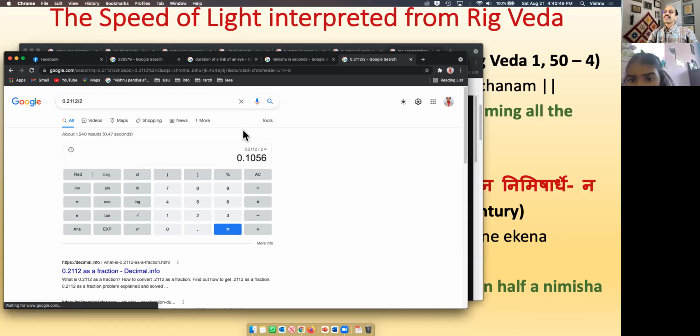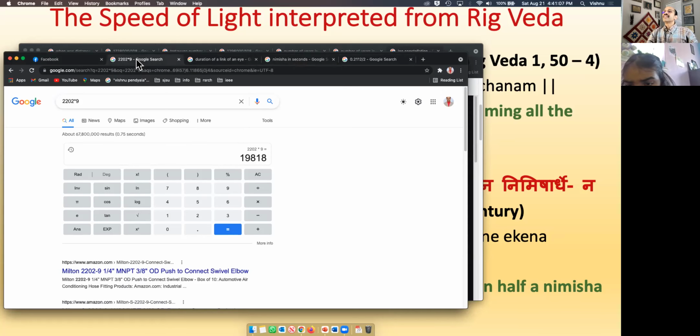1056. So in 0.1056 seconds, Surya travels how many miles did you think? 19,818 miles. So how many miles would you travel in 1 second? 10 times that, roughly, right? Yeah. So this is 0.1, so the inverse would be times 10. So 198,000 miles per second.